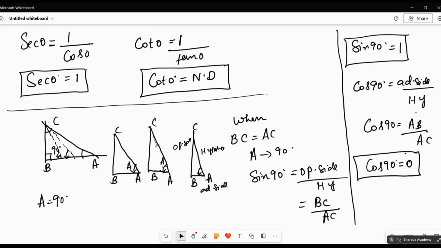What about tan 90 degree? Tan is what? Sine by cos. So it will be 1 by 0. It is infinity, so that is not defined. Tan 90 degree is not defined. We don't write it as infinity; we write it as not defined. All these values you have to learn by heart. Okay. The ratios and these values, everything.